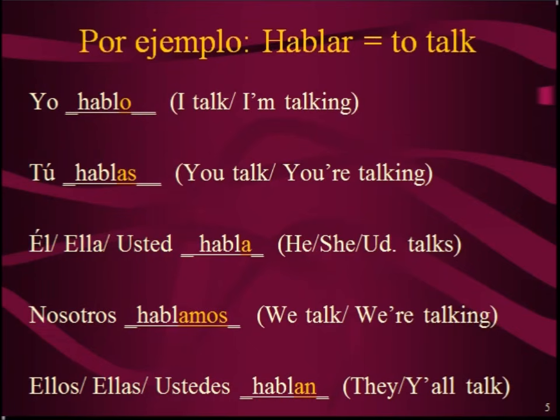For instance, hablar is the verb to talk. When you take off the AR and you add an O, yo hablo means I talk or I'm talking. It can also mean I speak. When you take off the AR and add an AS, that matches the tu form, so tu hablas means you talk. El, ella, usted goes with the A ending, which gives us habla, for he talks or she talks or you formal talk. The amos ending goes with nosotros, so hablamos is we talk or we're talking. And the ellos, ustedes ending is an, so when you take off the AR and add an, you're given hablan, which means they talk or y'all talk.